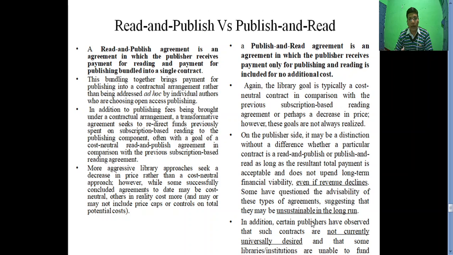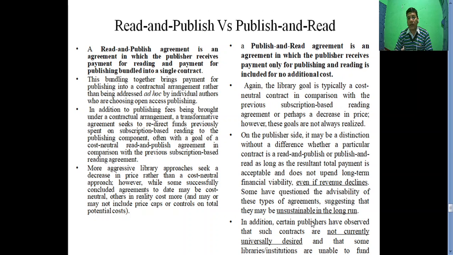A publish and read agreement is an agreement in which the publisher receives payment only for publishing and reading is included for no additional cost. Again, the library goal is typically a cost-neutral contract in comparison with the previous subscription-based reading agreement, or perhaps a decrease in price. However, these goals are not always realized.